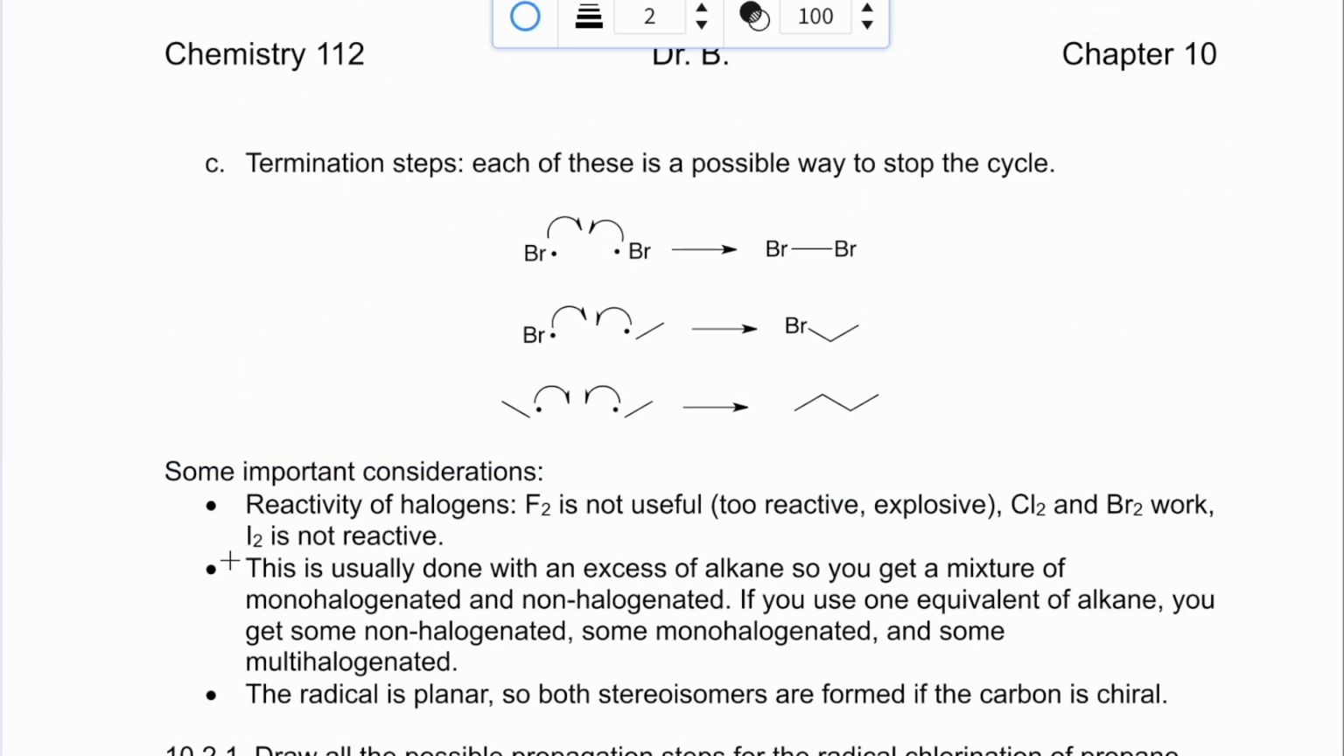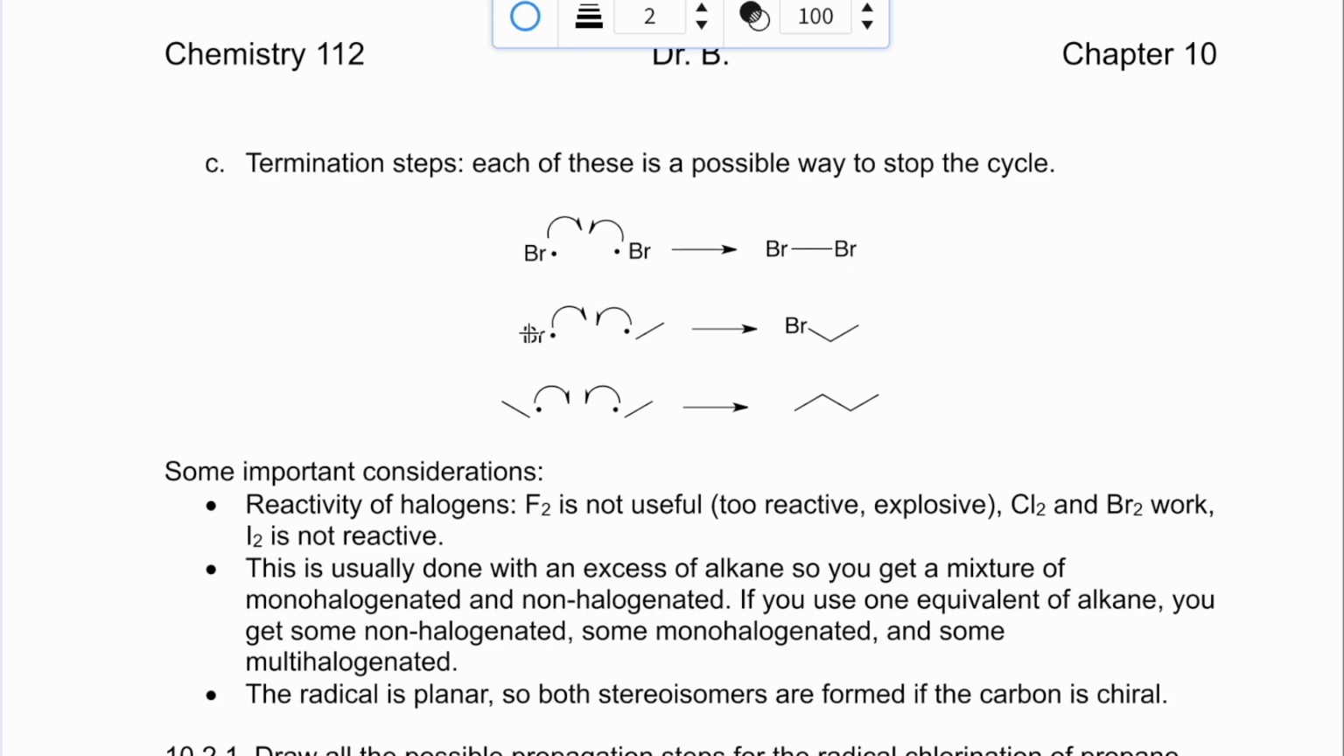Then there are lots of ways to break this chain, break the cycle. If 2 bromine radicals find each other, they will just make a bromine molecule, and that puts an end to the radical reactions until this bromine bond breaks with light again and forms 2 bromine radicals again in an initiation step, then that could start some more. But this particular step stops the cycle.